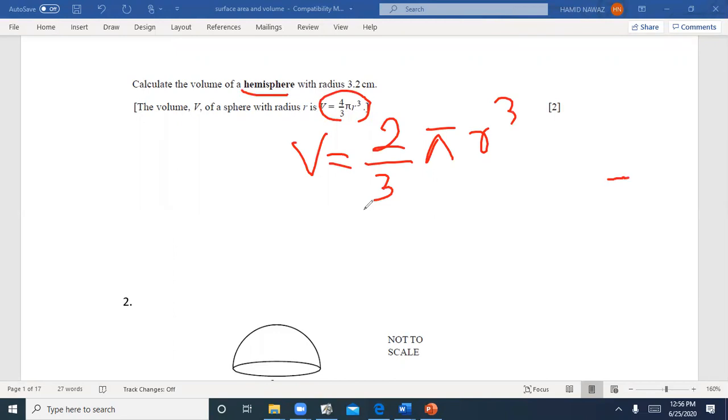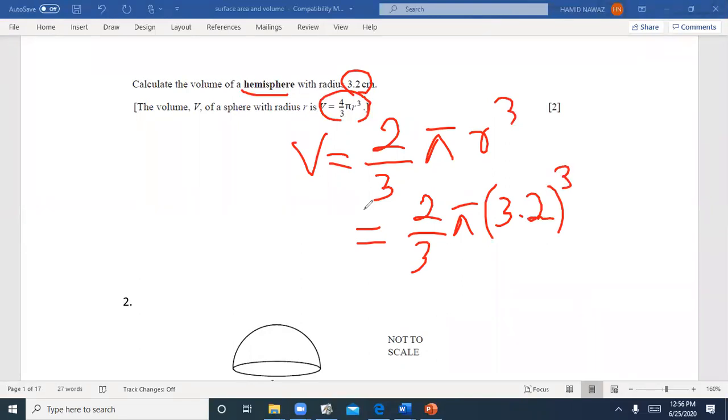So now you are simply supposed to put in the value for this r. So r is given to you as 3.2. So it will be 2 by 3 pi, 3.2 whole cube. Now you will use your calculator to find out the value of this hemisphere volume. I hope you can calculate it.